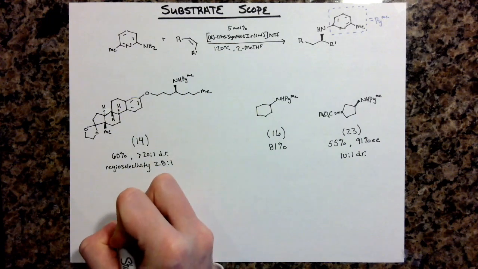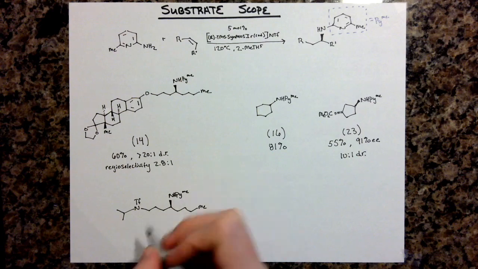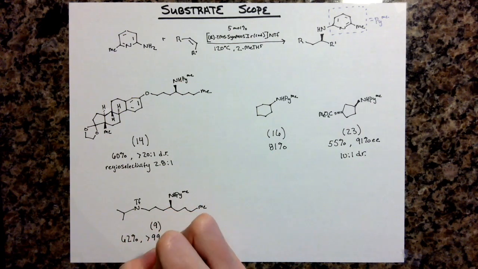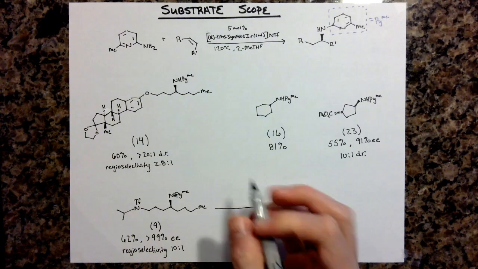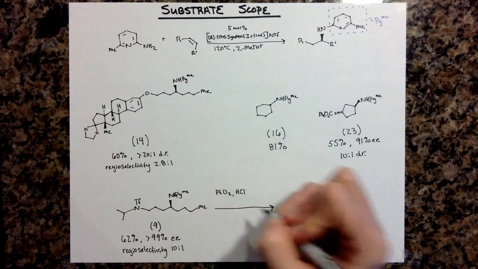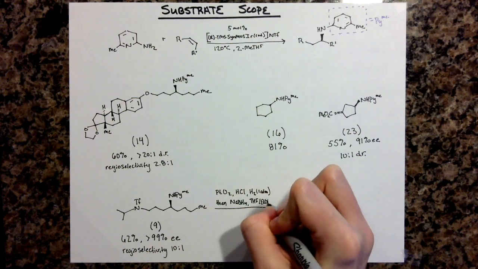And then finally, they show that they can cleave the aminopyridine to give them the primary amine. And I think that's probably one of the most important parts of this reaction, is that they actually do end up giving primary amines at the outset in fairly good yields and in greater than 90% enantiospecificity, which is really good.